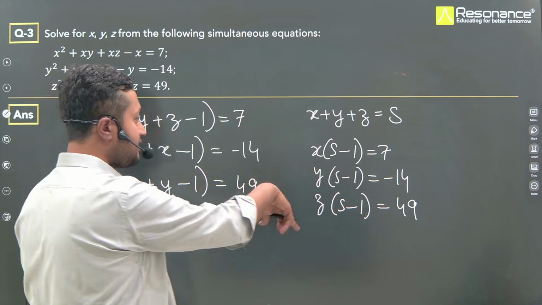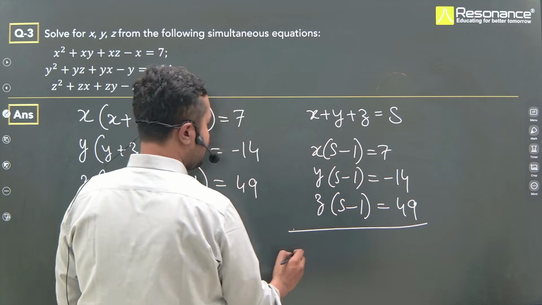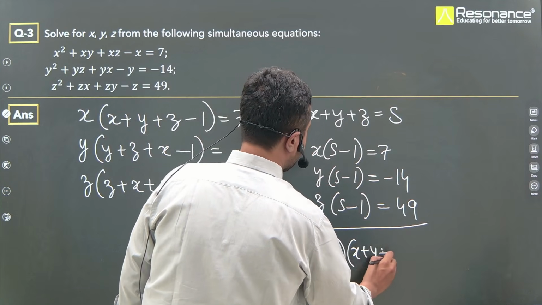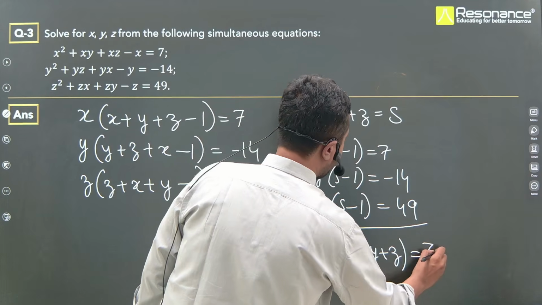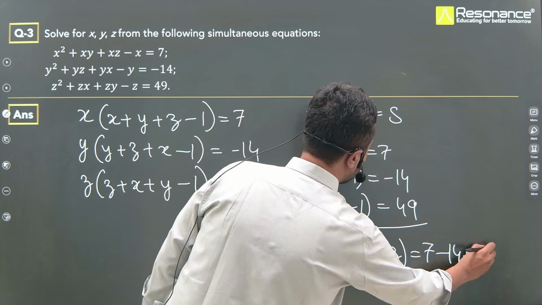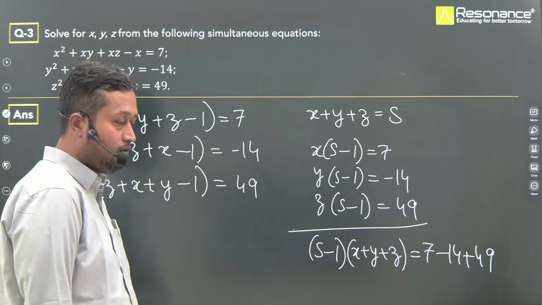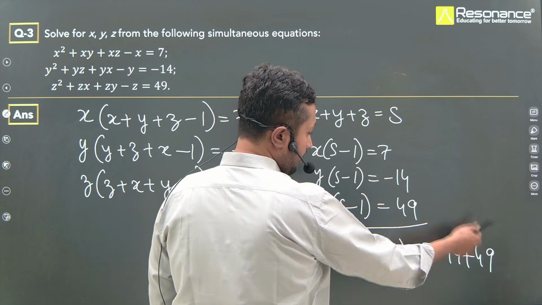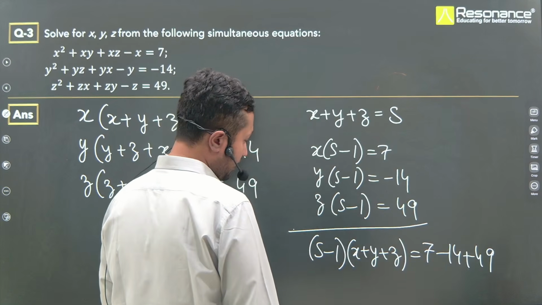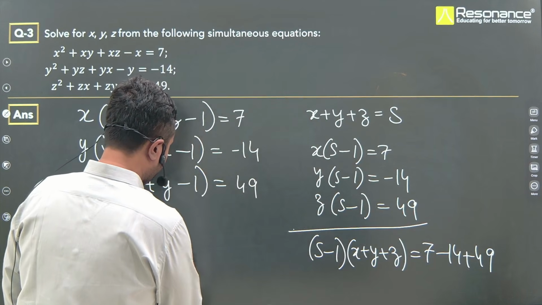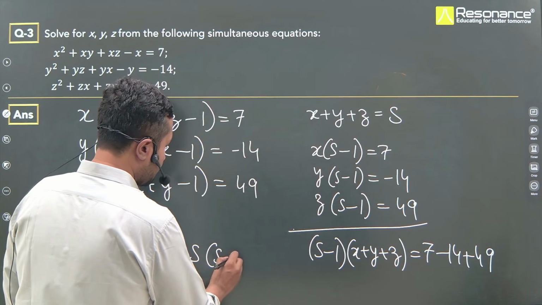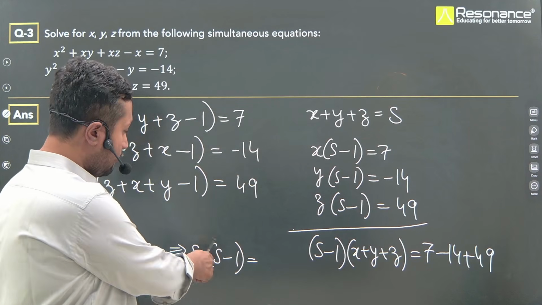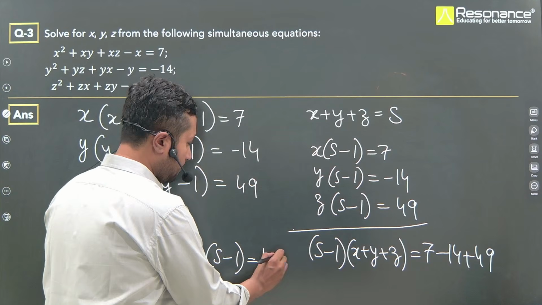Now if you add these three equations up, you can take s minus 1 common into x plus y plus z is equal to 7 minus 14 plus 49. Well, what is that? Minus 14, minus 7 plus 49. So that gives you s into s minus 1. Notice that this is actually s again, right? So s into s minus 1 is 42.